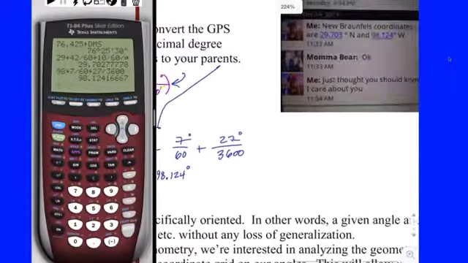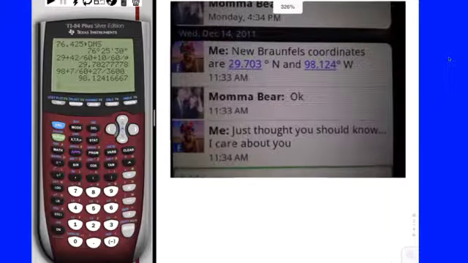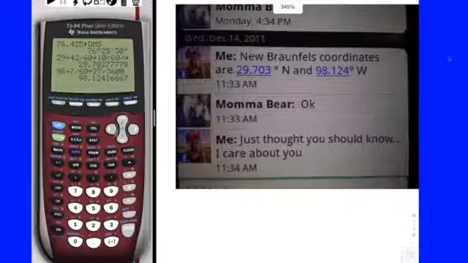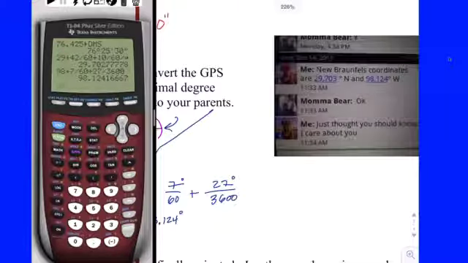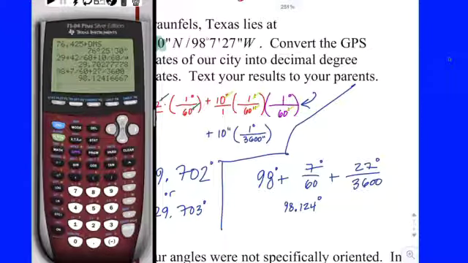And then this one over here, there's graphics on this one. This was from 2011, even longer ago. Okay, another okay response. But this one was just okay. And I just thought you should know because I care about you. And then Mom didn't follow up. Like, yeah, whatever. So anyway, if you want to do that, it's good information for your parents to know.